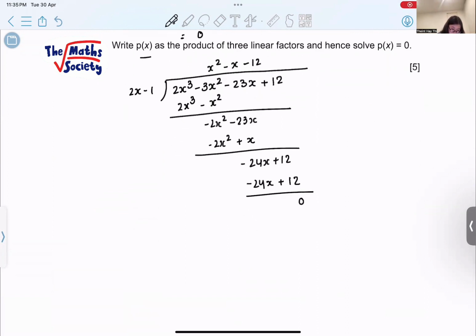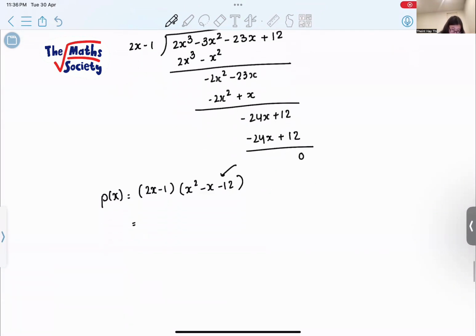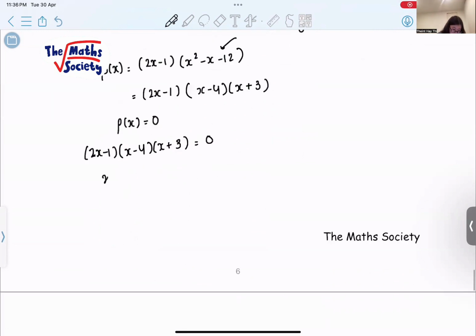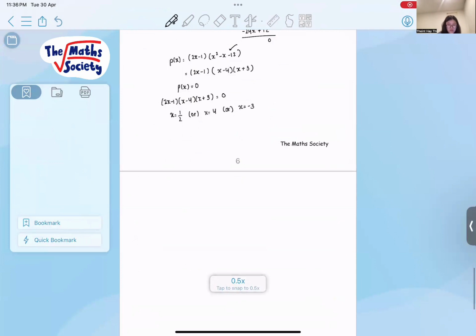So you have 3 linear factors. For now, you have 2x minus 1 times x squared minus x minus 12. We just need to do the cross method again. It's just going to be x minus 4 and then x plus 3. So when p of x is equal to 0, you'll have 2x minus 1, x minus 4, x plus 3 equals 0. x equals half, or x equals 4, or x equals minus 3. Yep, and that's all.